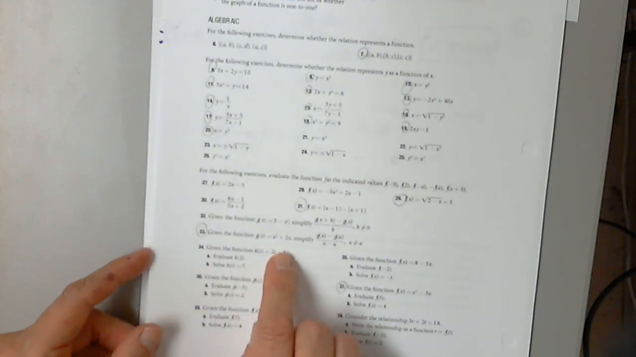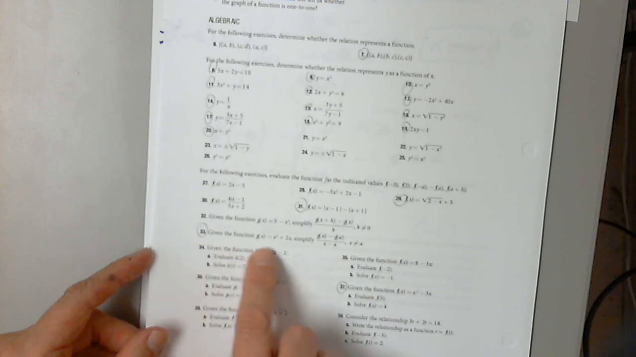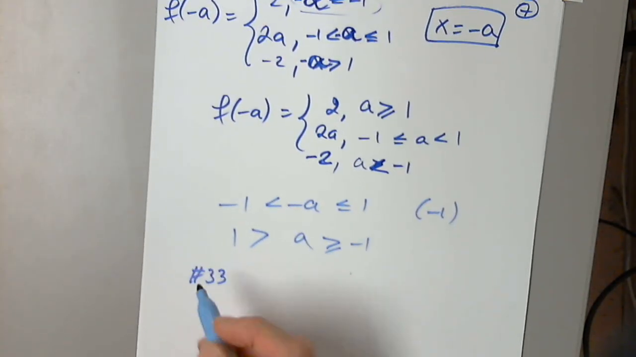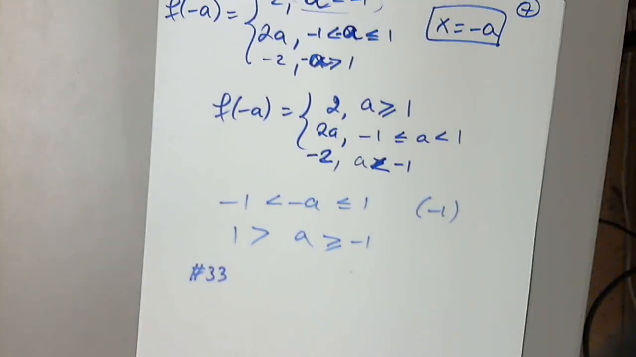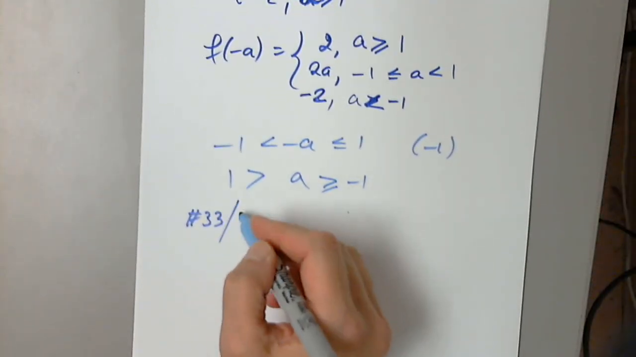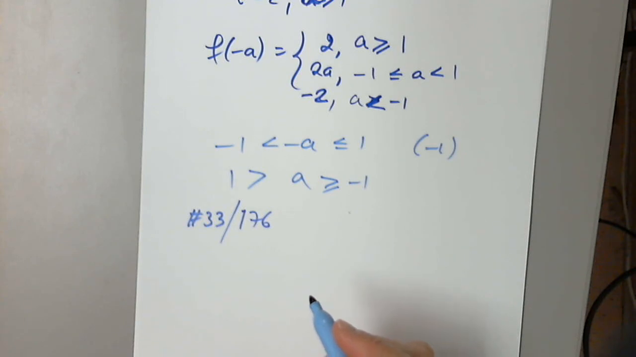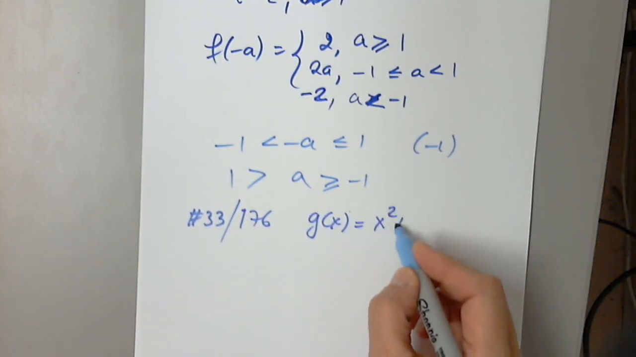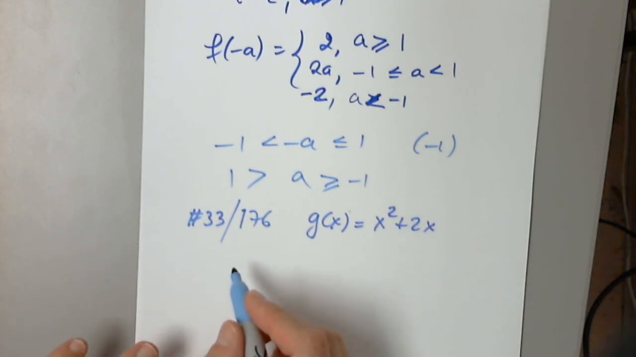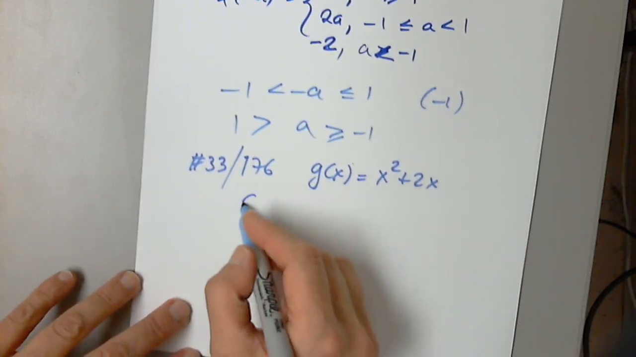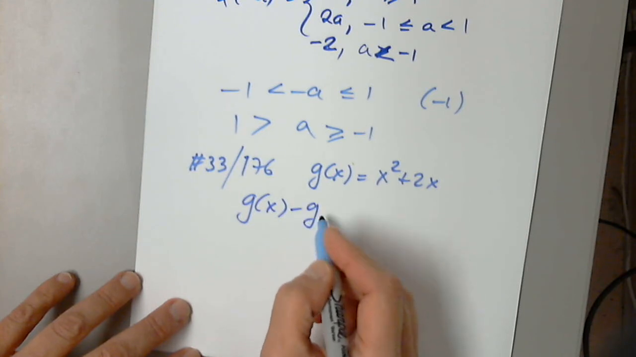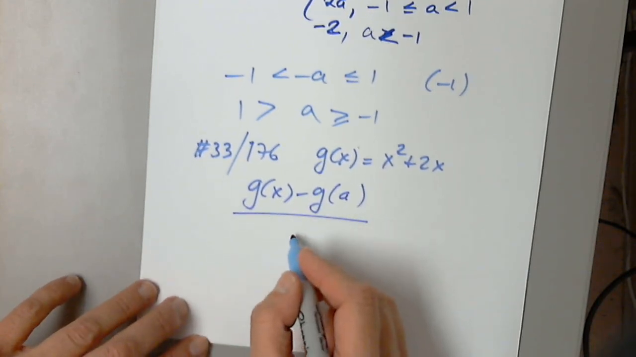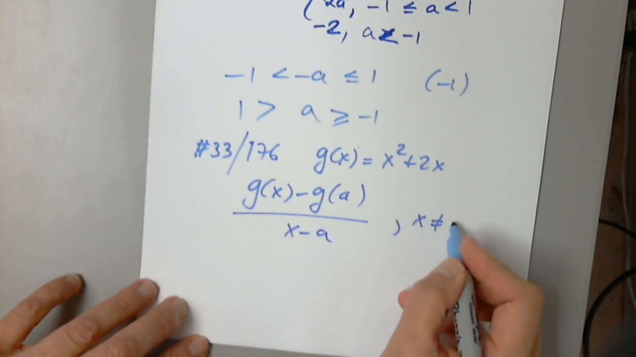And in the next section, I will explain what this means. So we're given a function, and this is very useful. So problem 33 on page 176. That is giving us a function g of x, which is x squared plus 2x. And we're asked to find g of x minus g of a divided by x minus a. And of course, x cannot equal a.